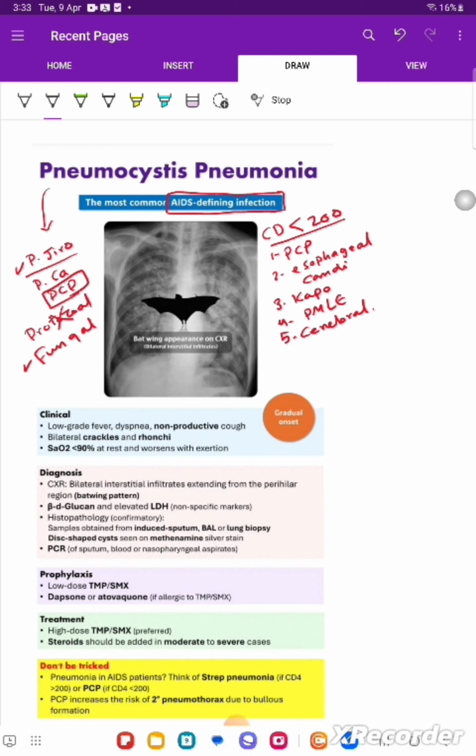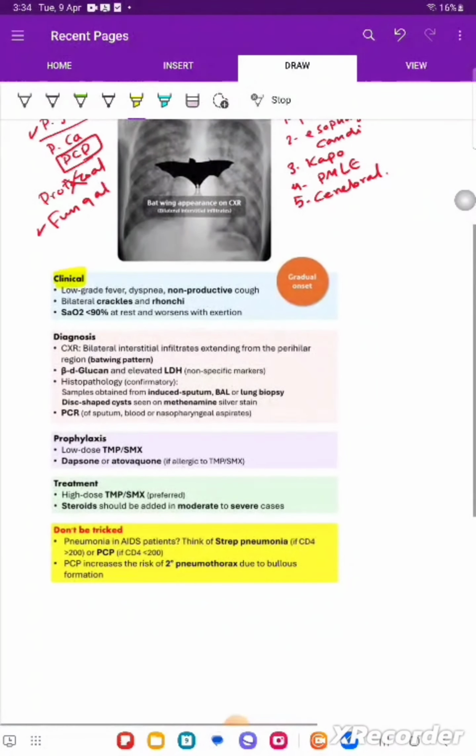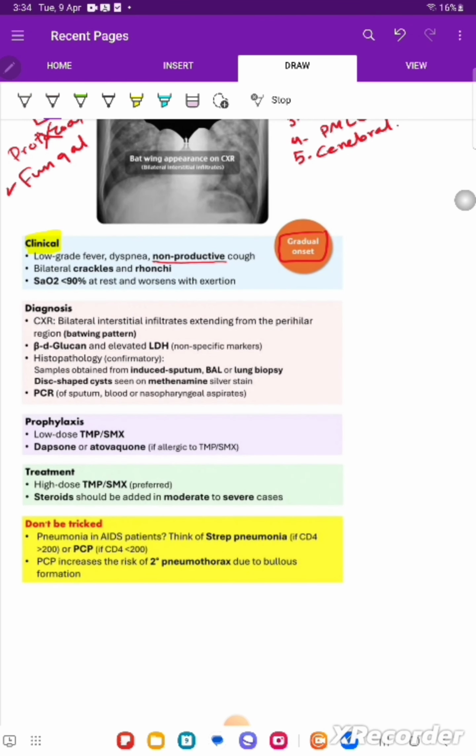And this type of infection rarely or cannot cause significant pneumonia in normal people, only in people with HIV. So clinical picture of this type of infection, usually the patient will present with symptoms and signs of pneumonia. But take care, because these people are usually immune suppressed, meaning that they may not show significant symptoms of pneumonia, and the course is usually gradual onset. So you can expect low-grade fever, dyspnea, and non-productive cough. This point is important for your exam. The cough of PCP pneumonia is usually dry cough.